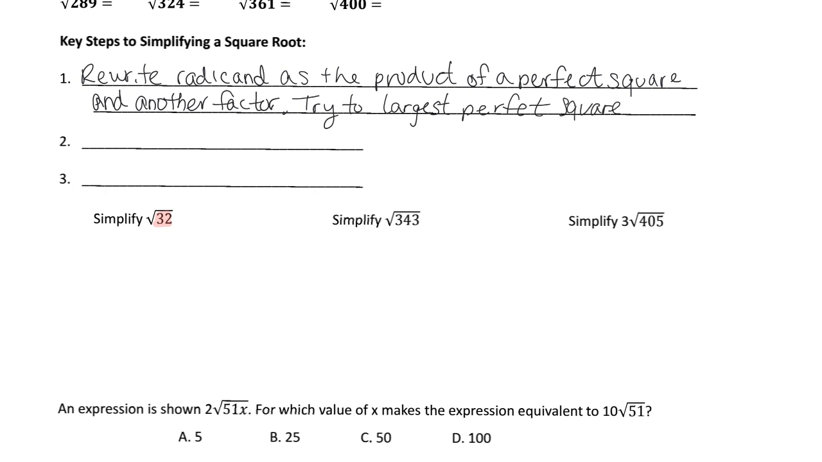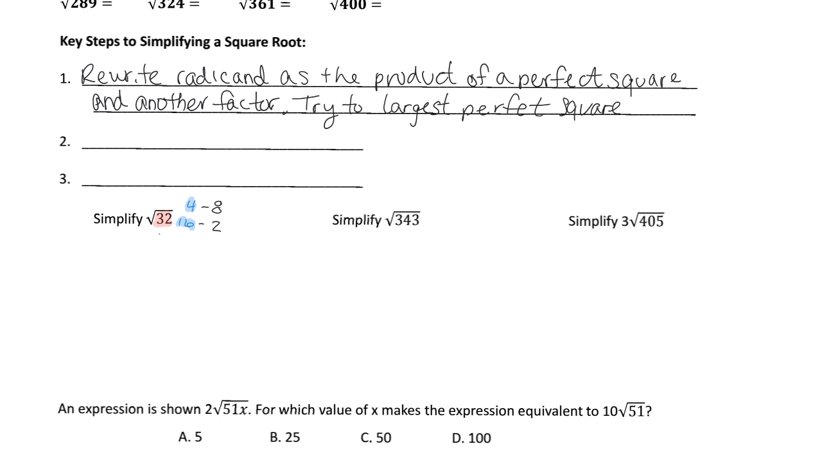So looking at this first example, what would be the largest perfect square? So you have all of your perfect squares up top here. So things that go into 32. I know perfect squares are 4 and 8, but I also know 16 and 2. So perfect squares are 4 and 16. So again, we always want to find the largest perfect square.